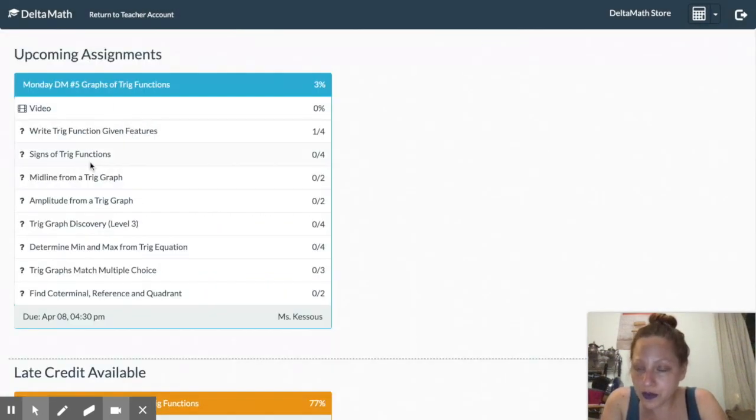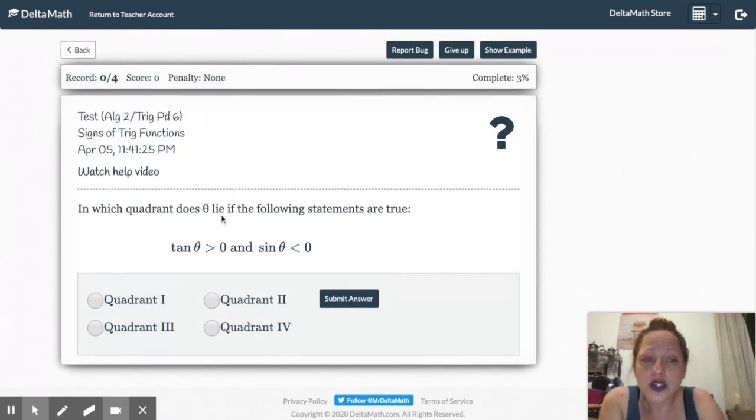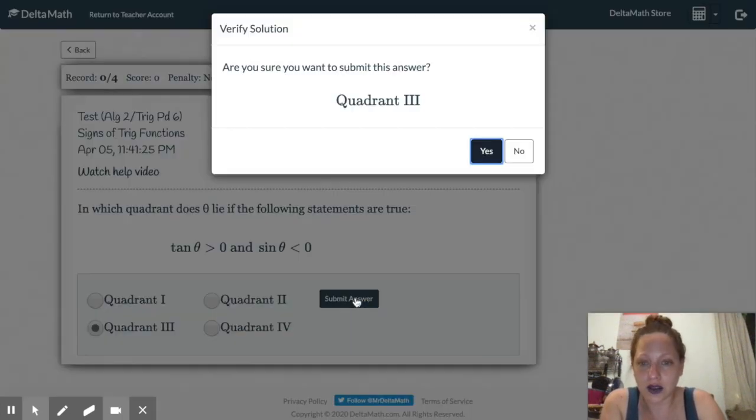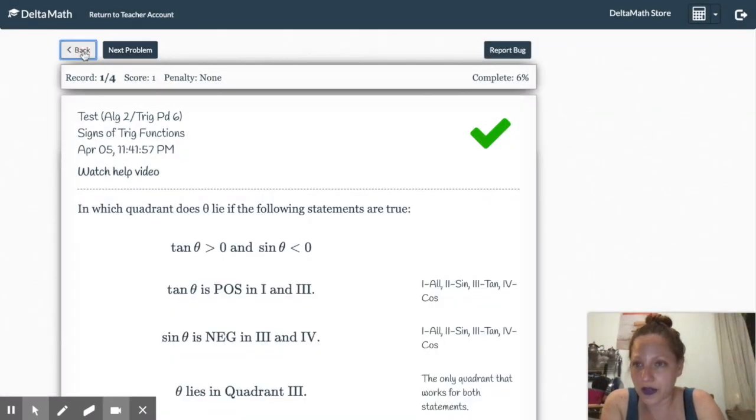To do signs of trig functions, it's been a minute since we've done this. So remember the all students take calculus. I'm going to show you an image of that in a sec. And remember that if tan is greater than 0, that means it's positive, and if sine is less than 0, that means it's negative. So which quadrant has a positive tangent and a negative sine? Well, the only quadrant where only tan is positive is the T, all students take. So that's the third quadrant. Remember, it's all students take calculus, okay? And that's what you're going to do here.